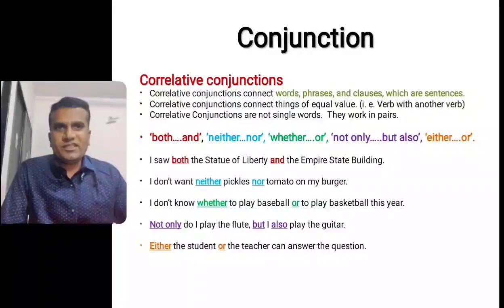Not only do I play the flute, but I also play the guitar. This is how the correlative conjunction "not only...but also" is used in a sentence. Either the student or the teacher. Here, the student and the teacher. To connect the student and the teacher, the correlative conjunction "either...or" is used. Either the student or the teacher can answer the question.